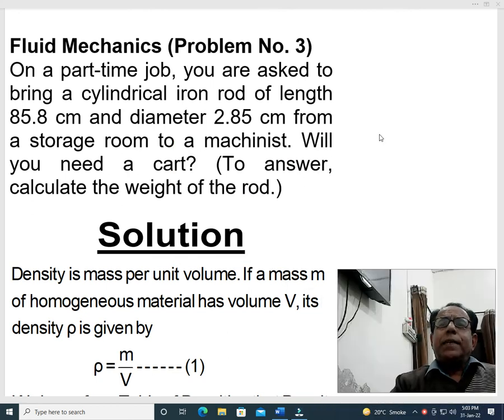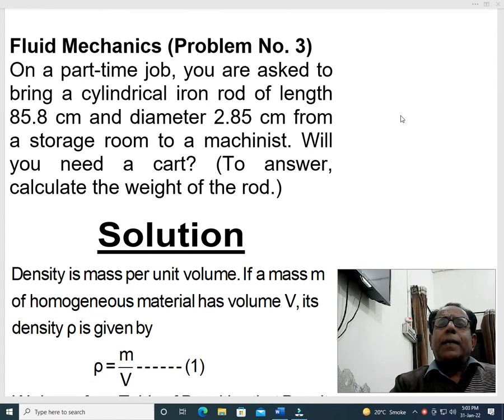This is our third problem of fluid mechanics. Okay? Fluid mechanics, problem number 3. First, we come towards the statement.